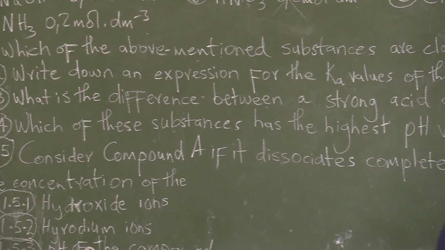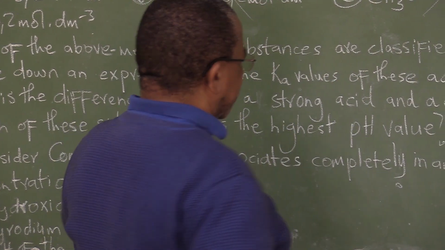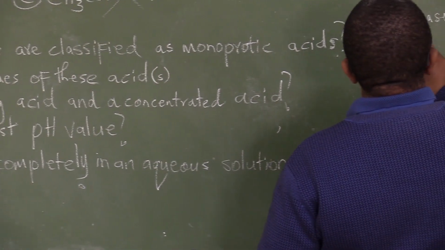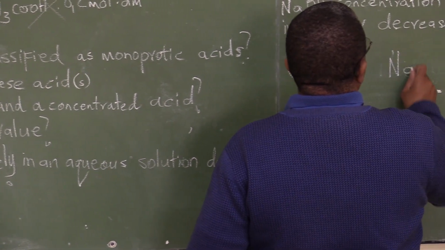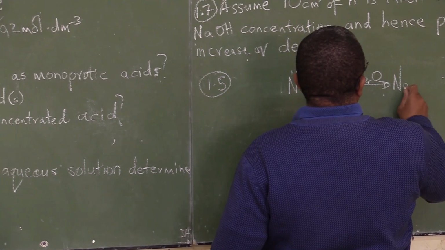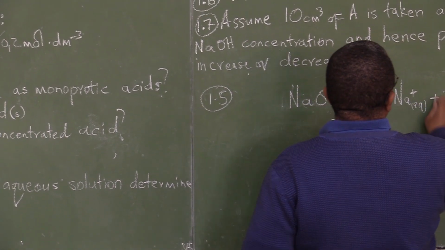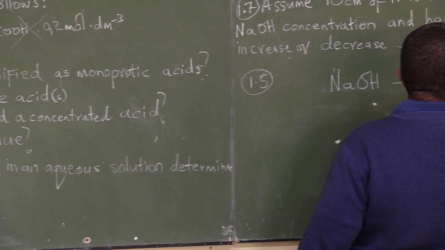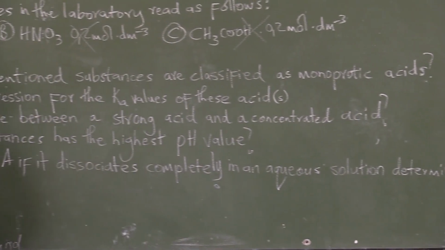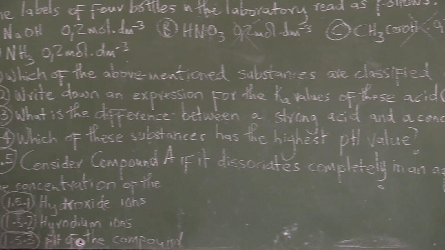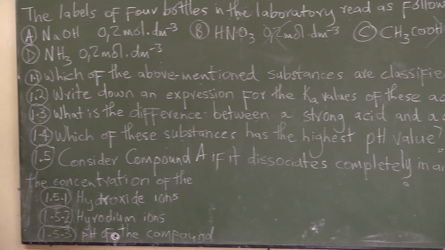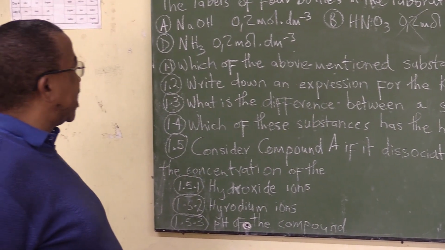1.5 Consider compound A. If it dissociates completely in an aqueous solution, determine the concentration of hydroxide ion. What is the concentration of OH minus?